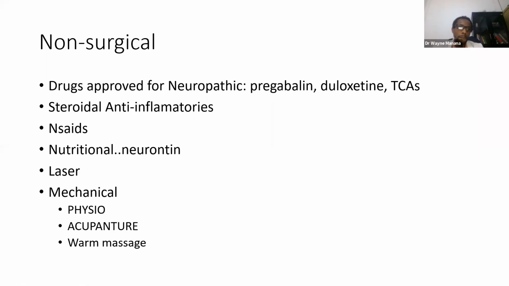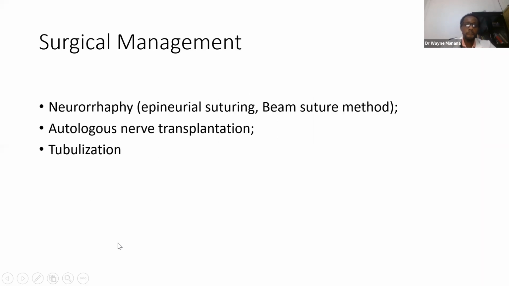And you know you are closer, but you can usually manage with drugs, your pregabalin or tricyclic antidepressants like amitriptyline, your duloxetine, your NSAIDs, your dexamethasone steroids, nutrition like vitamin B complex, laser. You can do all these alternative medical methods like physio, acupuncture, warm massage. Surgically, you can repair. If you notice that the nerve is cut off, you re-anastomose the nerve, or you can put a tube to guide the nerve, or you can do transplantation.